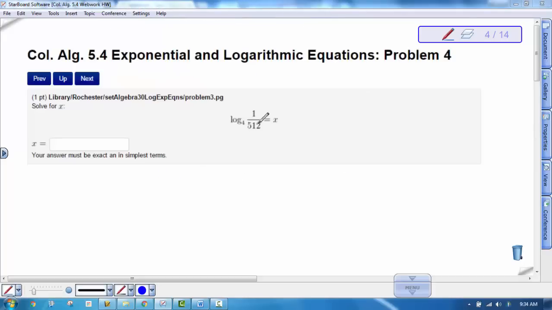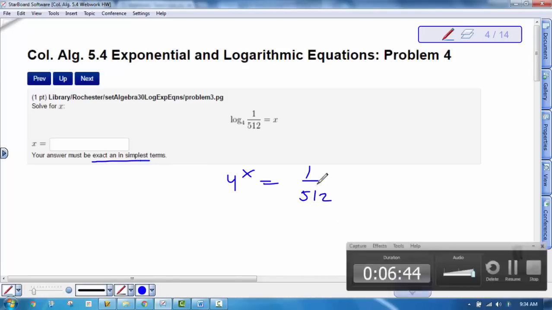Okay, the next problem wants you to solve this, so we're going to change to exponential form: 4 to the x equals 1 over 512. Now obviously we need to get the same base here. We're going to get an exact answer. So 4 to the what gives you 512? I'm just going to try 4 to the 4th, 4 to the 5th, 4 to the 6th until I see what it ends up being.